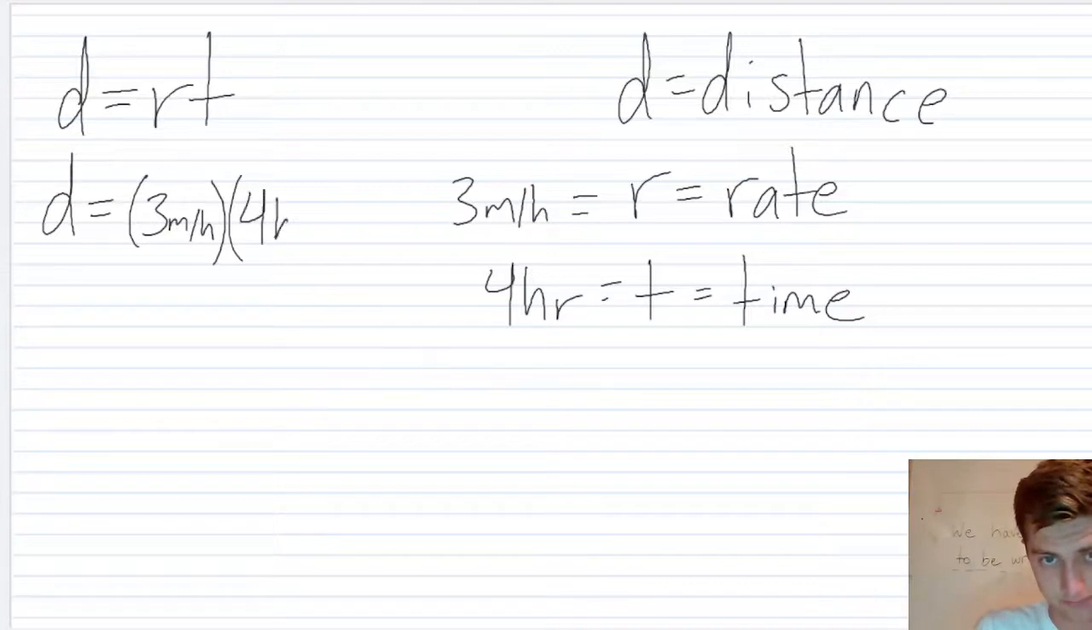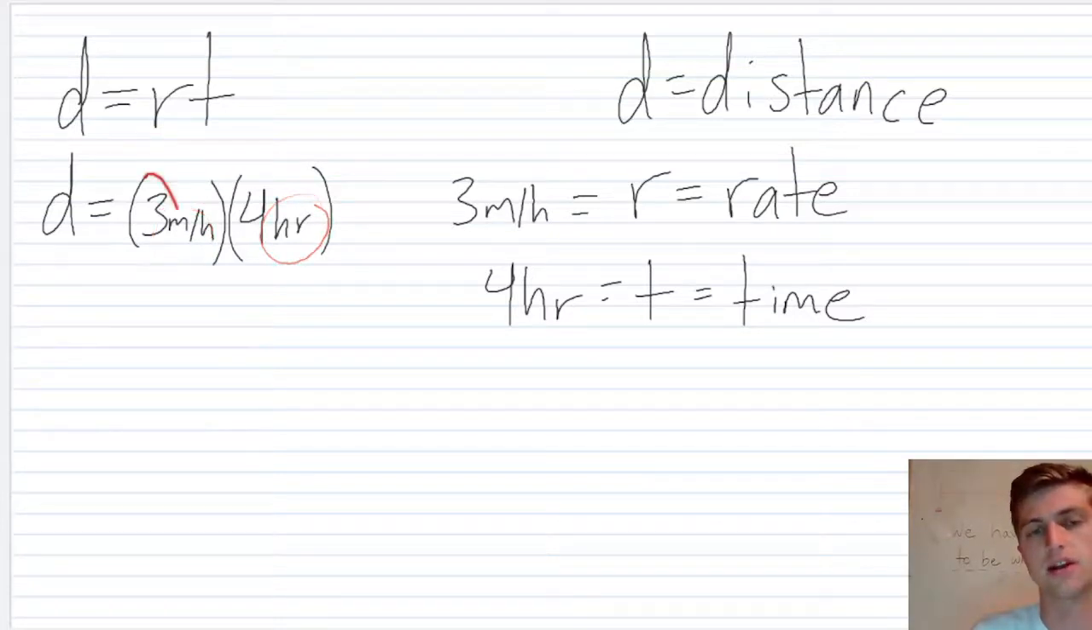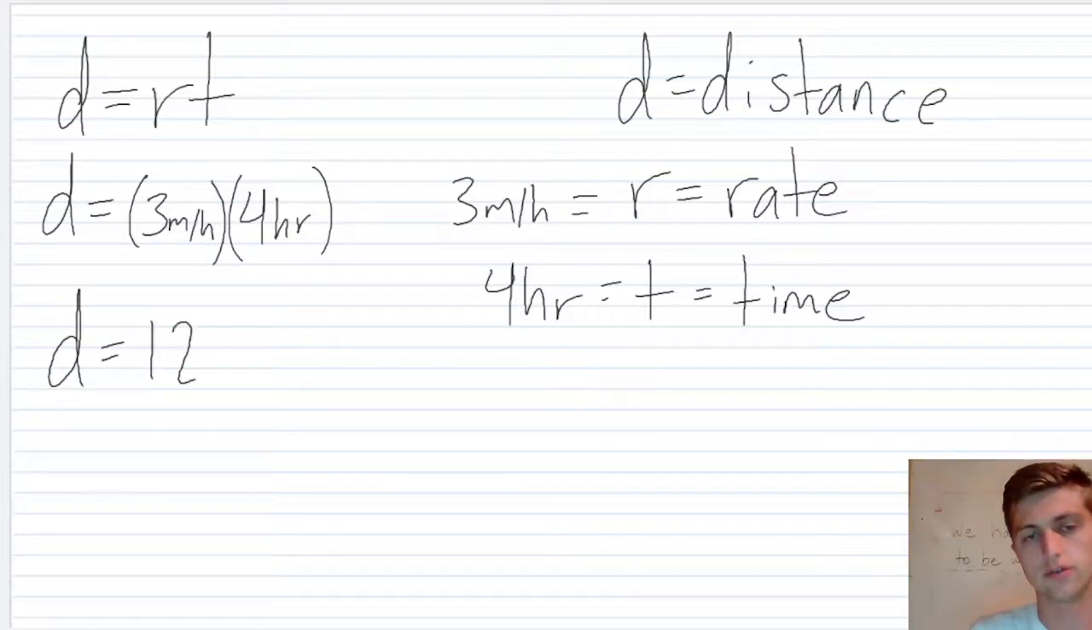4 hours. And so then we multiply. In another video, I'll teach you how to do unit multiplication, but for right now, let's just look at the coefficients. So 3 times 4 gives us 12. So distance equals 12 miles.